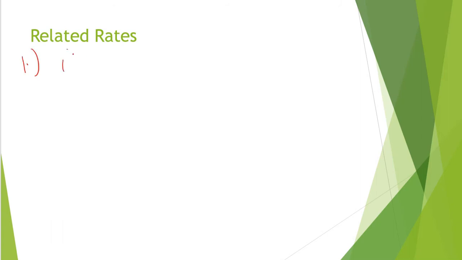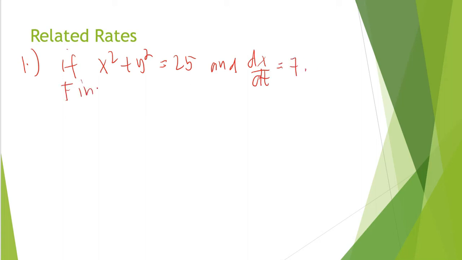Let's have a problem. If x squared plus y squared is equals to 25, and dx over dt is equals to 7. Find dy over dt when x is equals to 3. So we determine the given. So nakikita naman natin dito sa problem na to. It is very visible.